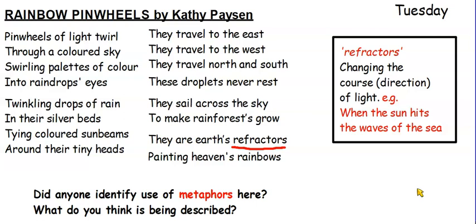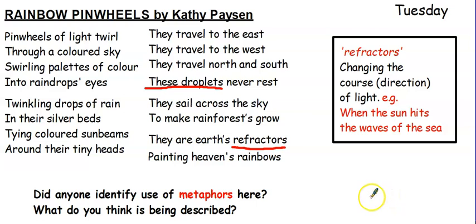What do you think this was all about? Rainbow pinwheels. What might be circling and dancing around in the sky in the rainforest? Move all around the place. It does say it here, if you spotted it. These droplets never rest. They're talking about the rain. This poem, so well done if you got it.